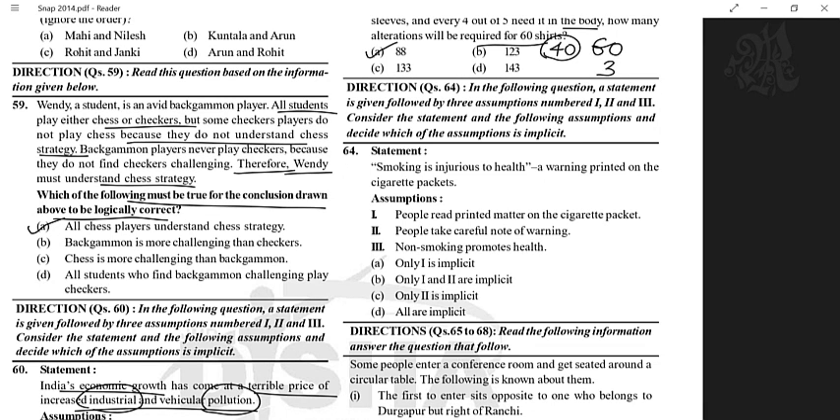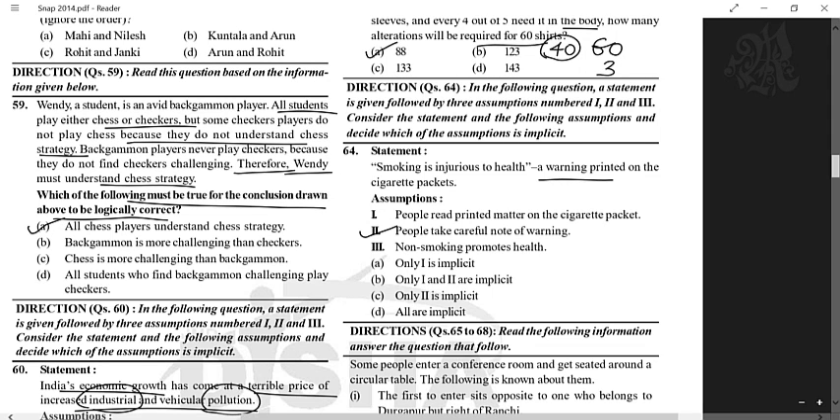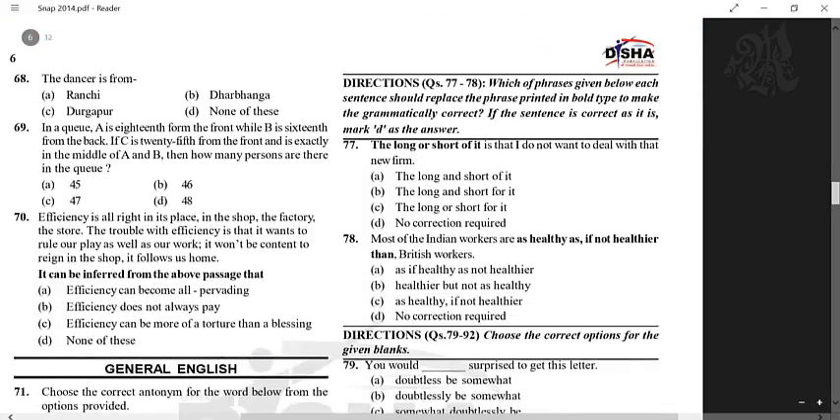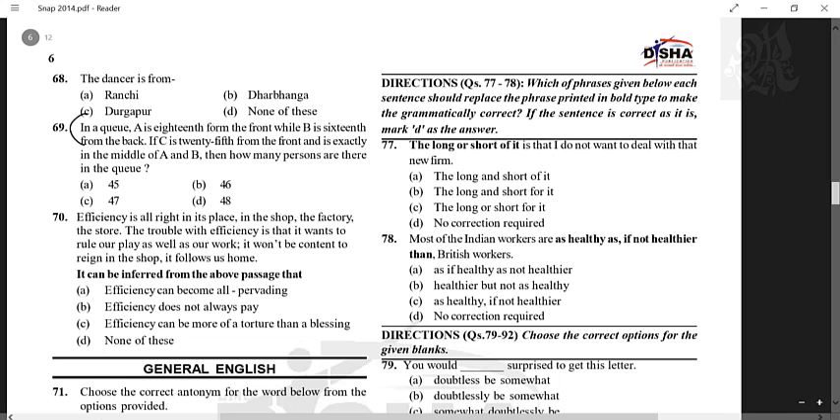Next, again, statement assumption. It comes to a warning. Smoking is injurious to health. A warning. Alright. Now, what is about a warning? Obviously, people take note of the warning, and that's precisely the answer. Only 2 is implicit. Again, a caselet, straightforward, and again a typical position question, an inference question, and that should be it.